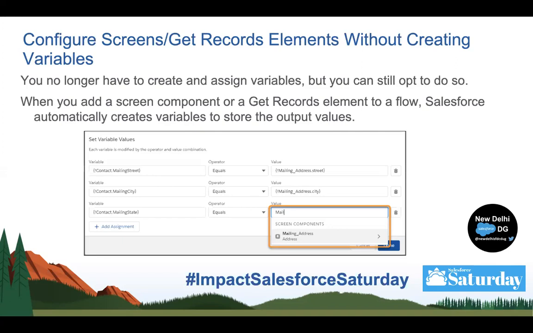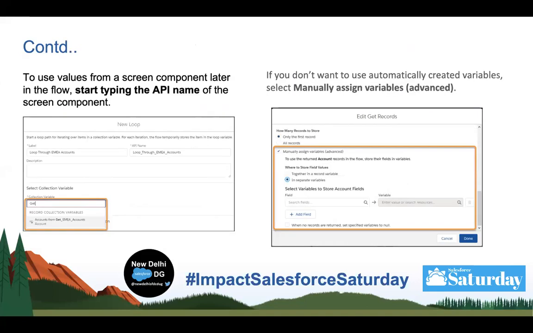input text. So here the example says mailing city, right? So city is a field on the flow. You can just type in and find that field and assign or use that value wherever you want. So basically you can search based on the API names. Here you can type on the collection variables, and it will show all the fields that you have created on the flows. And this is optional. If you still want to manually create variables, if you prefer that way, you can still choose that. You can see there's an option, manually assign variables, and you have to create a variable for each field and use it.